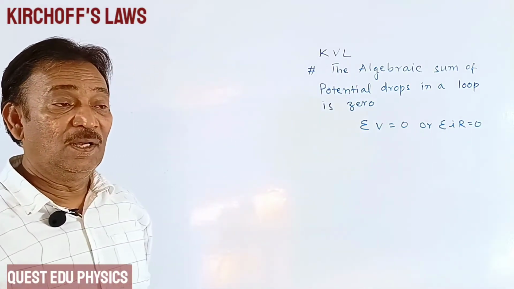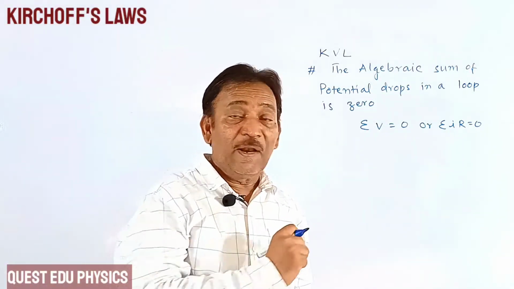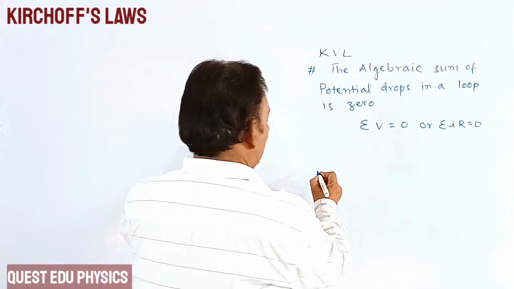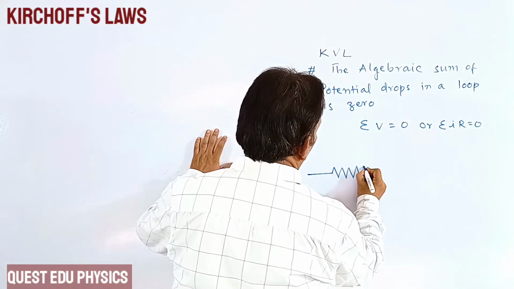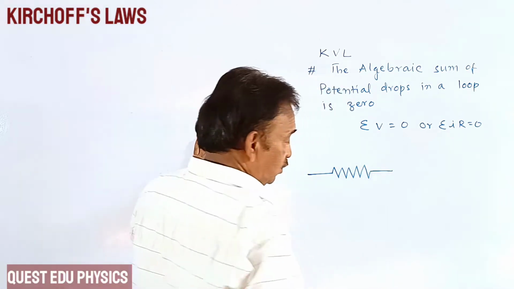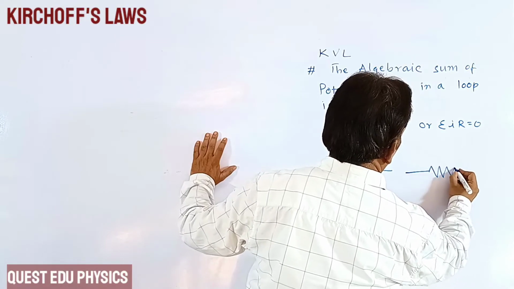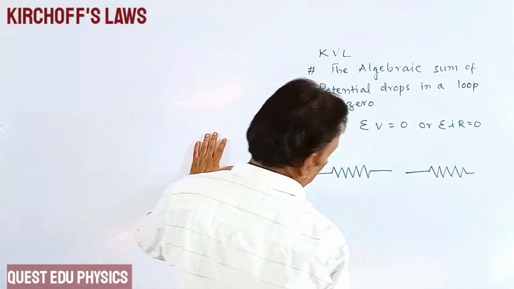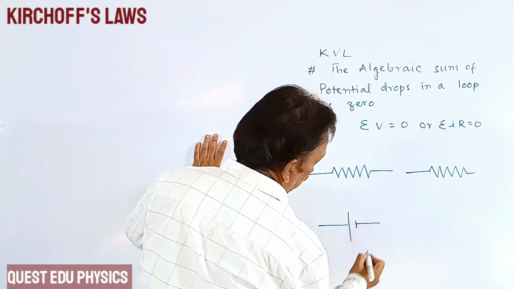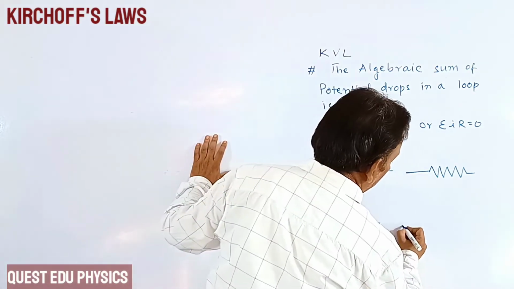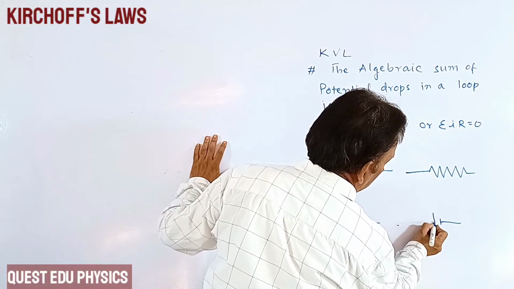Okay, students. To understand this, we have to know a convention, students. Let's say it is a resistor. You are aware of this, okay, students. And we have one more resistor. This is a very important convention. And we got a cell, students. And we have one more cell. Okay, students.